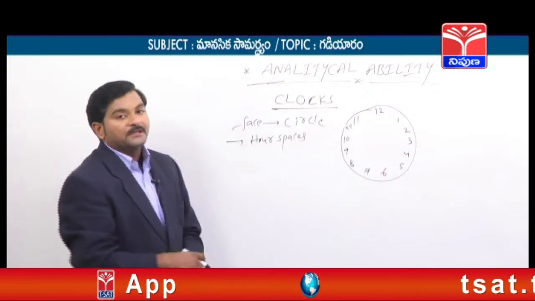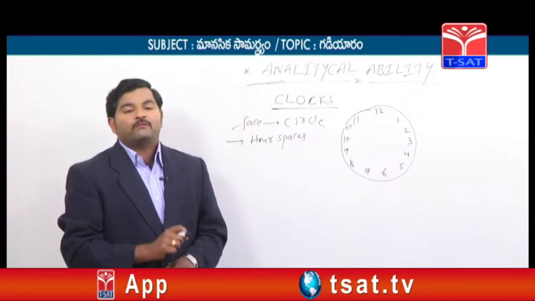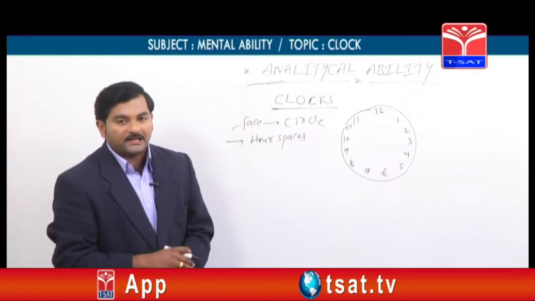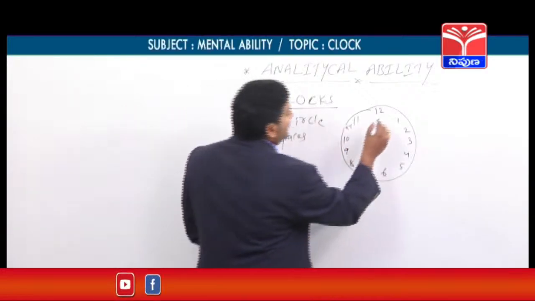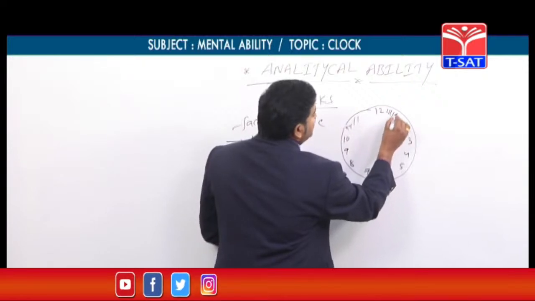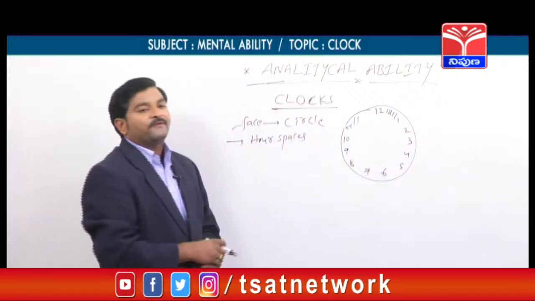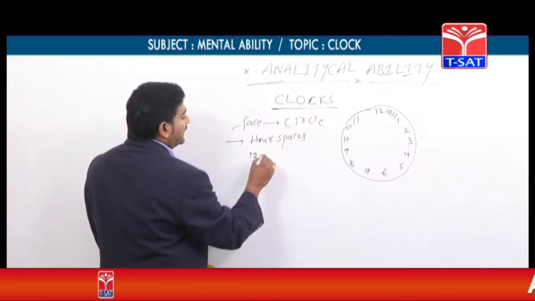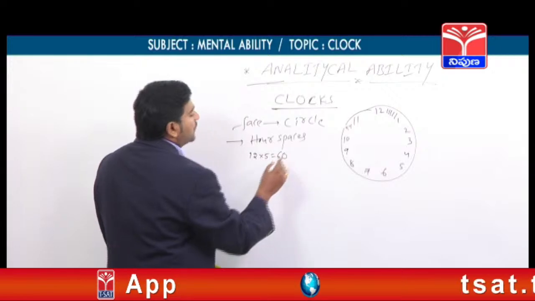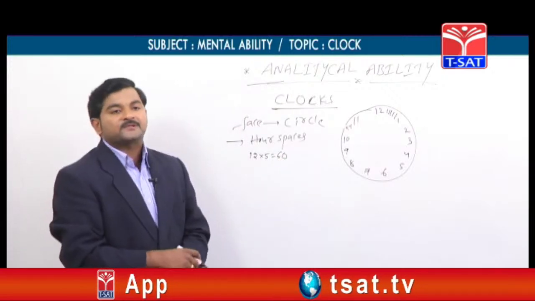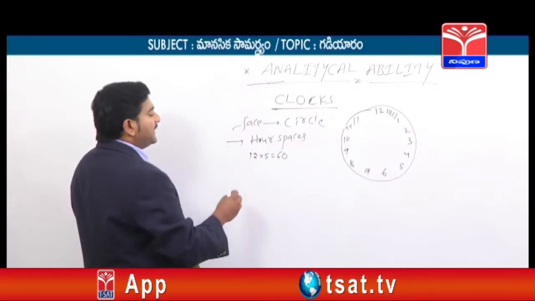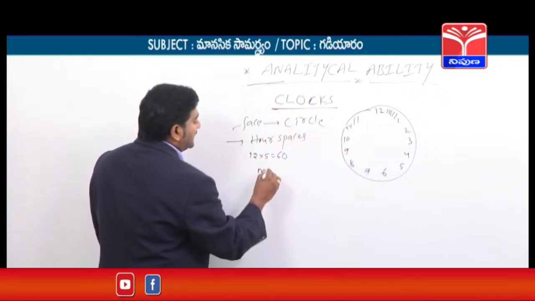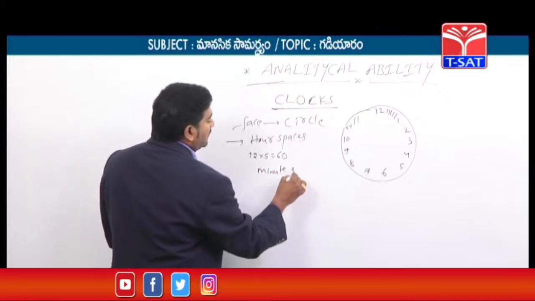So what does it mean? Here the clock is having 12 hour spaces, and we are already aware each hour space is again divided into 5 small equal parts. That is, 12 into 5 is equal to 60 small equal parts are there. Each part is called a minute space.